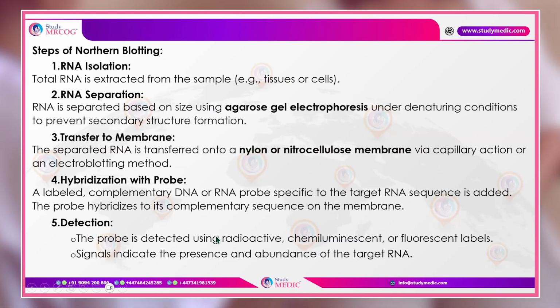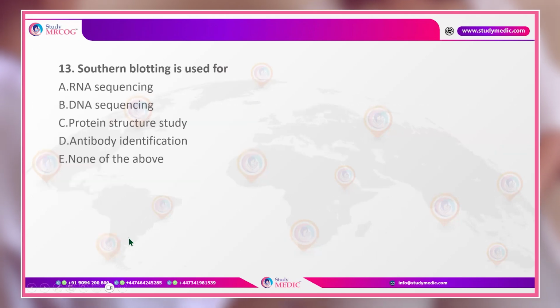Then detection. The probe is detected using radioactive, chemiluminescent or fluorescent labels. The signals indicate presence and abundance of the target RNA. So these are the steps of northern blotting: isolate, separate by electrophoresis, then transfer to the membrane, hybridization to the probe, and then detection using those radioactive probes.